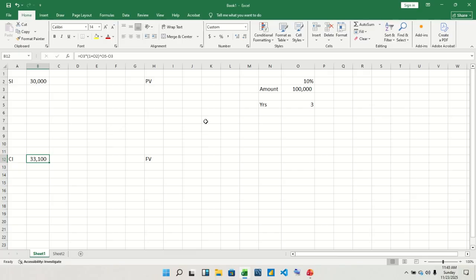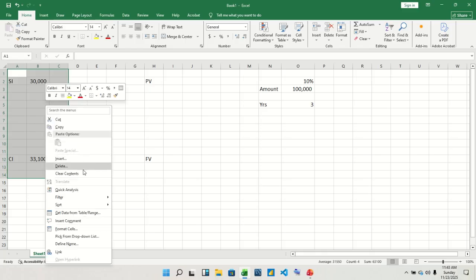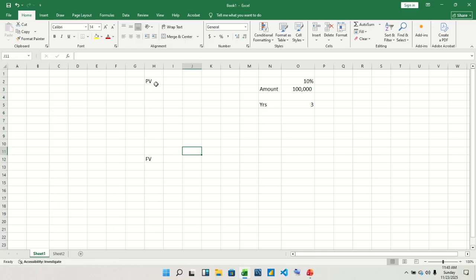So going forward, let's talk about the present value and the future value. Permit me to wipe off this place so that we will not get distracted. So right now we want to do the present value and the future value. We'll take it one by one. We'll first of all do the present value.